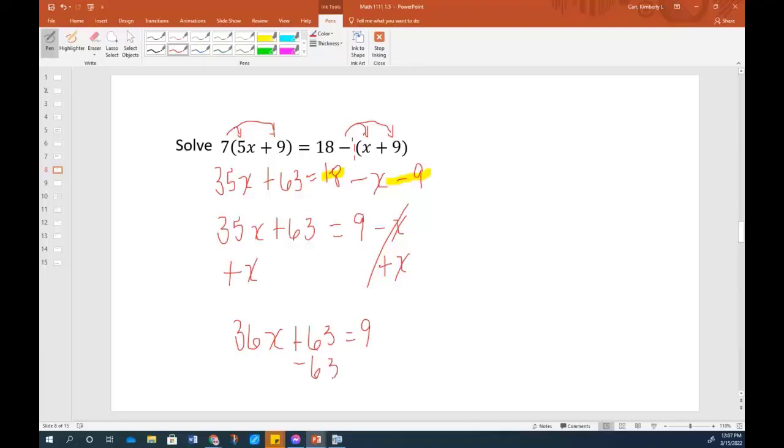Now subtract 63 from both sides. So I get 36x equals negative 54. So 36x, bringing it back up to the top here with room to write, 36x equals negative 54. And then divide by 36.